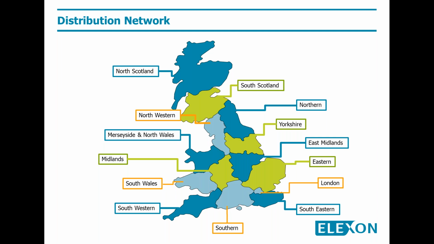Now we move down from the transmission network to the distribution network. So these are 14 regions of the country that have smaller cables, like the A and B roads across the UK, that allow power to be transported to your homes, for example. So connected at the distribution network level is smaller scale supply and smaller scale consumption.